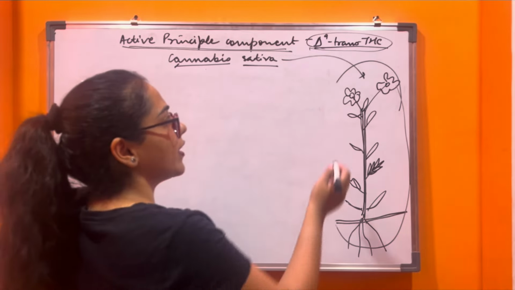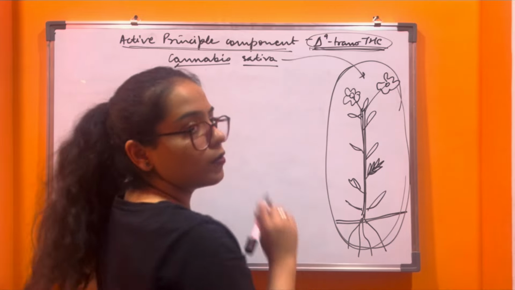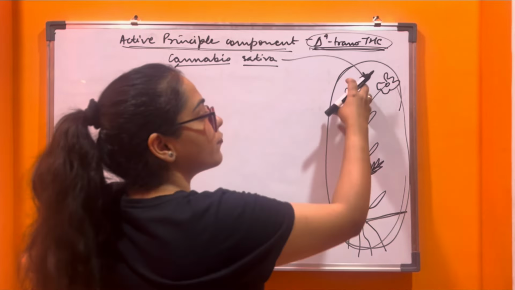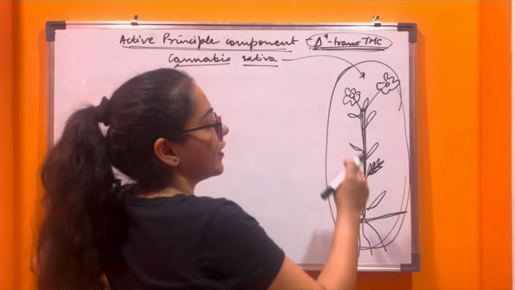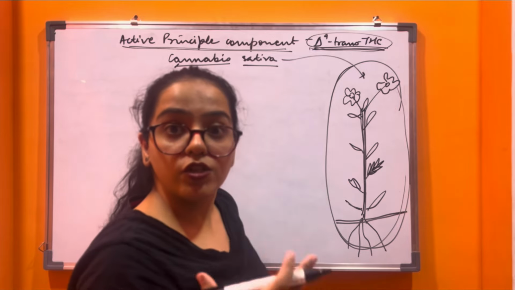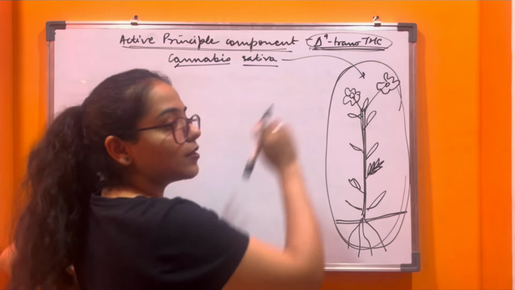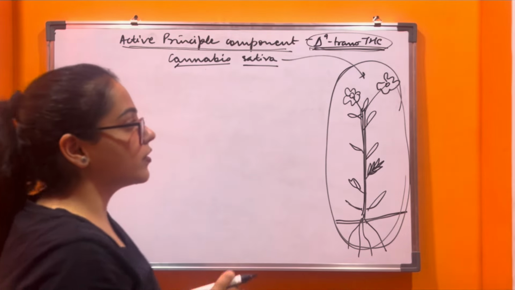Now, do you think this chemical compound is distributed evenly in the whole plant, or do the flowers have more delta 9 THC, the leaves less, or the roots less? What is the distribution of delta 9 trans THC within the plant Cannabis sativa, right?